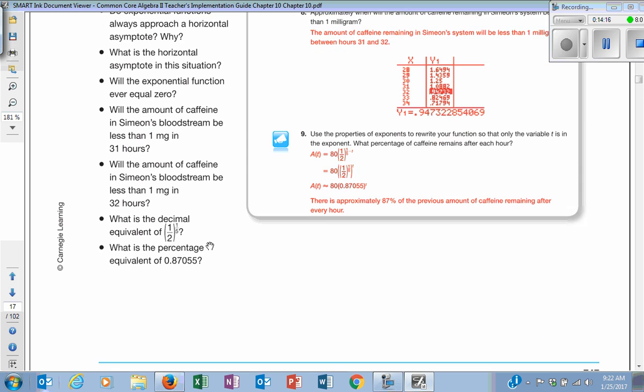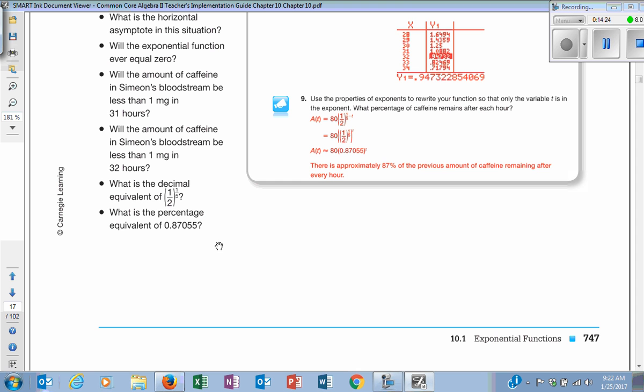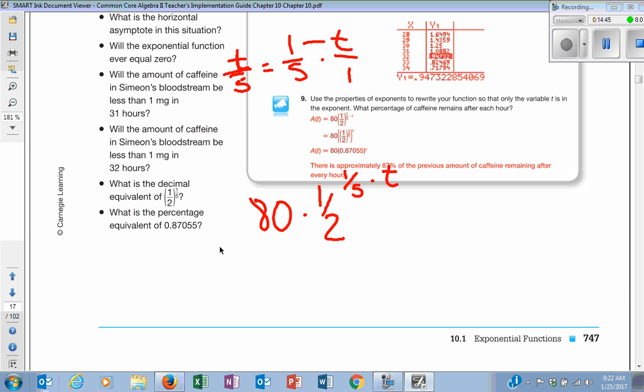Use the properties of exponents to rewrite your function so that the variable t is only in the exponent. So what they do here is they rewrite this as, if you have 80 times 1/2, we'll go through this, this is a good problem, you could rewrite this as 1/5 times t. So they broke up the t over 5 into 1/5 times t because top times top, bottom times bottom would make this happen.